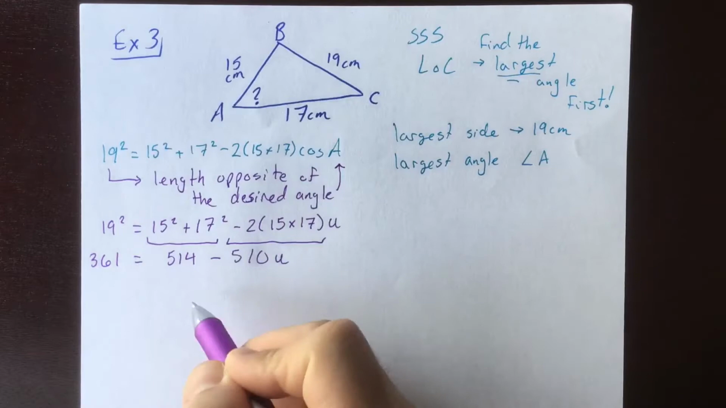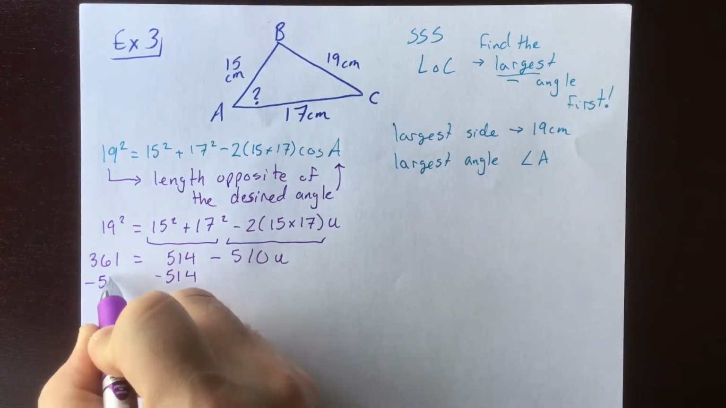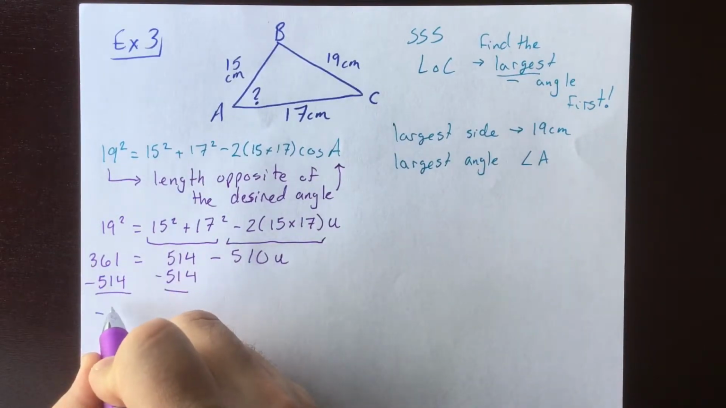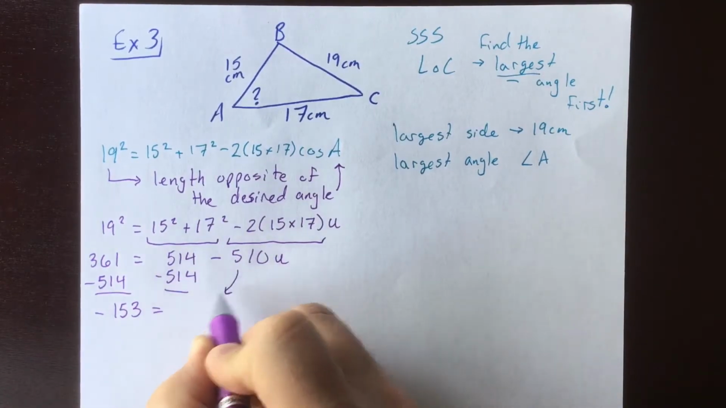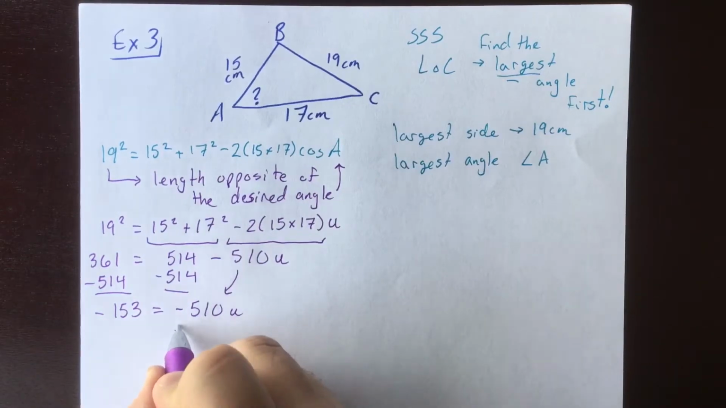So now we solve further. Oh, we have a two-step equation. That's nice. So we subtract 514. Oh, we're going to get a negative value. That's okay. So we get a negative value. Drop down negative 510. All right, and we divide.